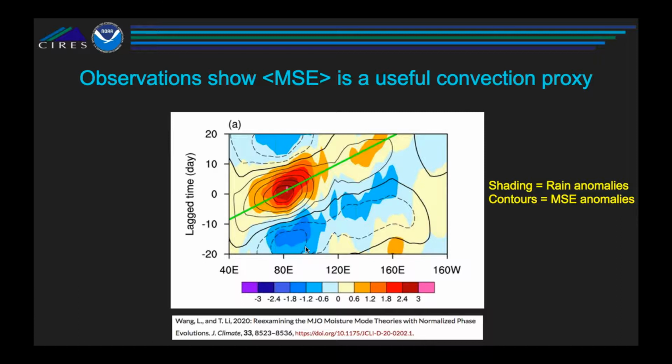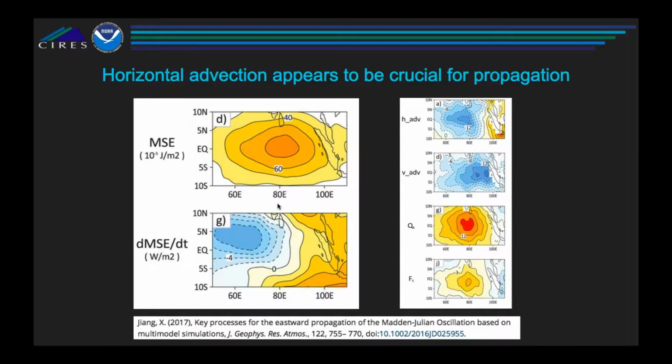So the reason that MSE is useful is because moisture enters the MSE equation. It tends to dominate fluctuations in column integrated MSE because temperature gradients are typically small in the tropics. And so you can think of MSE as being a proxy for moisture, but it also tends to be a proxy for convection because convection and moisture are highly correlated with one another on intraseasonal timescales. And that's what this figure is sort of illustrating.